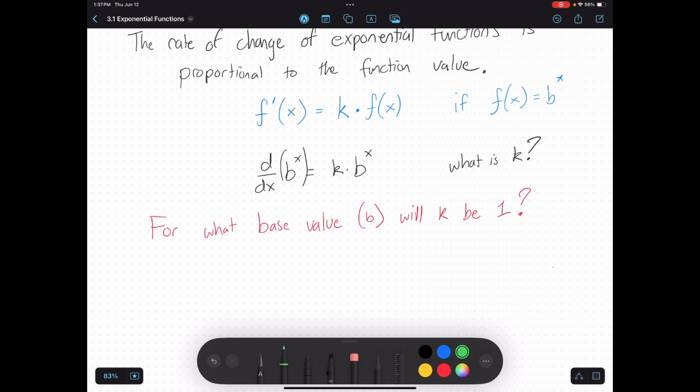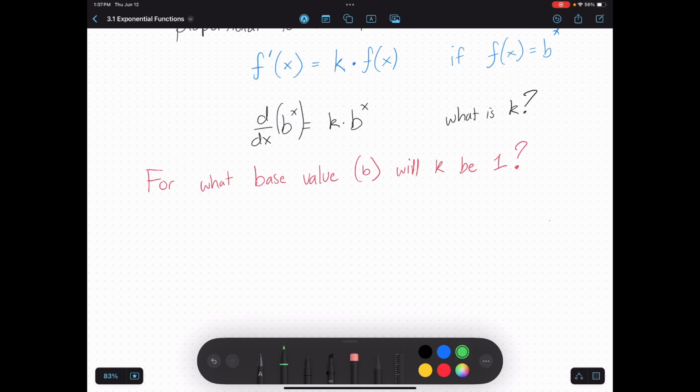Well, it turns out with a little bit of work, mathematicians were able to discover that this works for a number known as Euler's number. Some of you have heard of this number, but it's an irrational number, meaning it's a non-repeating decimal that goes on forever. Non-repeating, non-terminating. And it's right there in between 2 and 3.